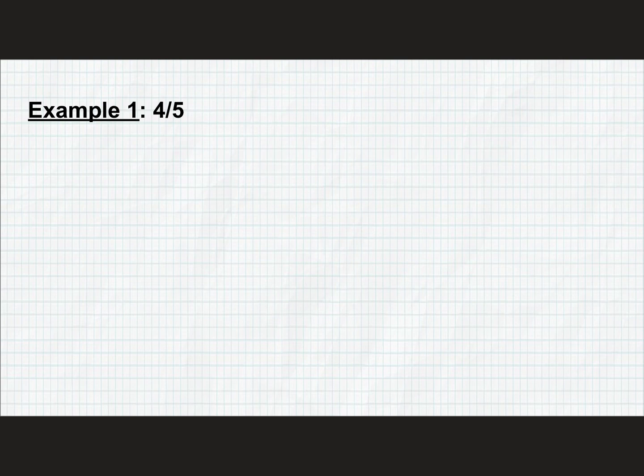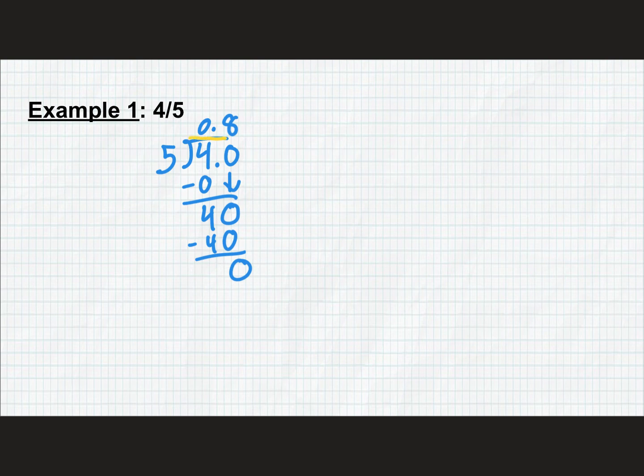So let's try this with an example. We're going to try converting 4 over 5 to a decimal. First we set up a division problem, 4 divided by 5. 5 does not go into 4 at all, so we are left with 4 and we want to continue our problem by adding a decimal and a 0. Bring down our 0 and 5 goes into 40 8 times, leaving a remainder of 0. That means 4/5 is the same thing as 0.8.